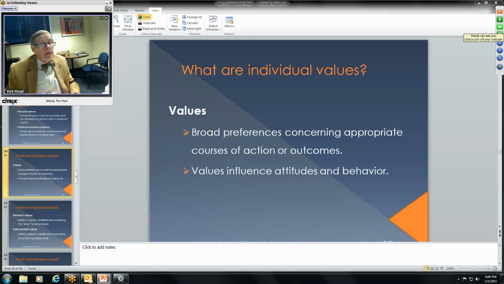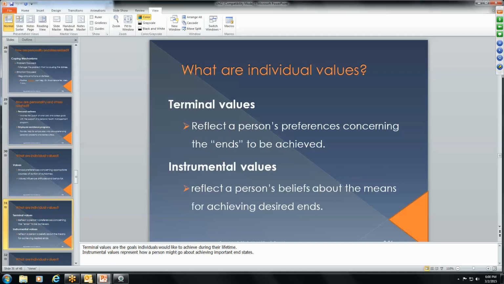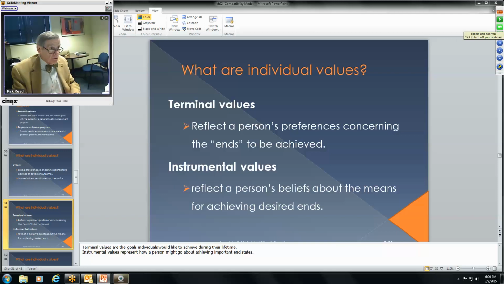Two types of values, terminal values and instrumental values. Terminal values are outcomes, things that we want to be able to do, whereas instrumental values can be thought of as a roadmap. The roadmap tells us how to get from point A to point B or some other point beyond that. I think that's kind of a good way to look at these. Terminal talks about outcomes, what we want to achieve here, and then instrumental is the roadmap that we use to get to where we want to be.